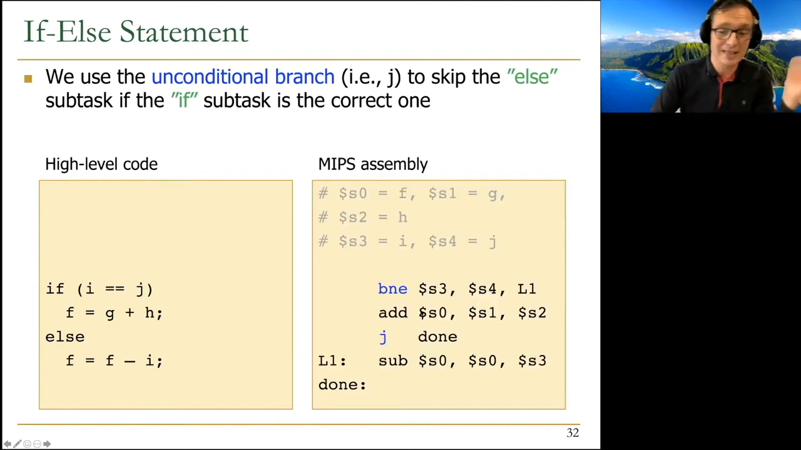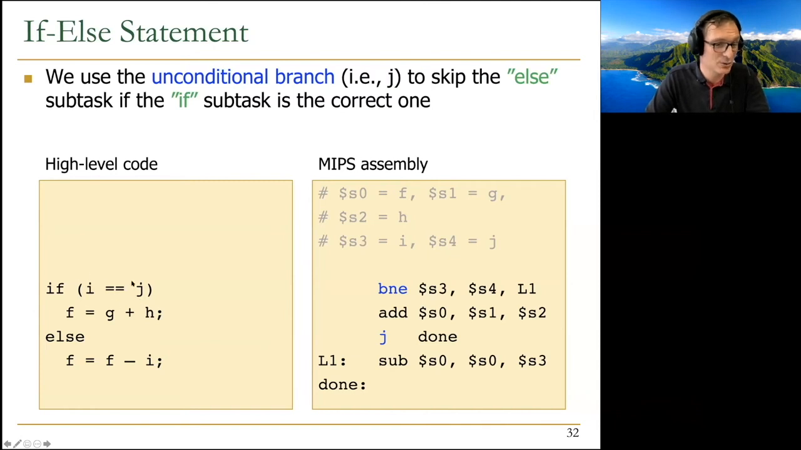We write the code like this. This is the corresponding MIPS assembly code to the high-level code. We again have the branch not equal. If S3 is not equal to S4, meaning I is not equal to J, we skip the add and go to done, essentially. Sorry, in this case, we do the else, right? This is a different code. So we basically need to do the else, which is the L1 over here.